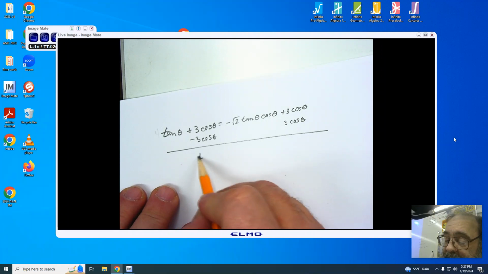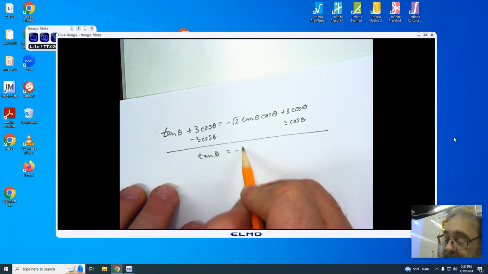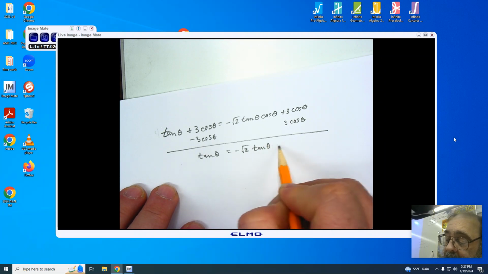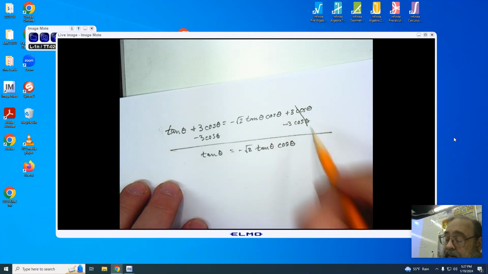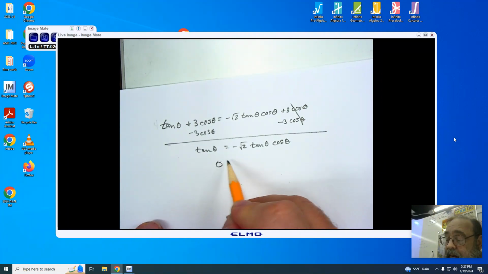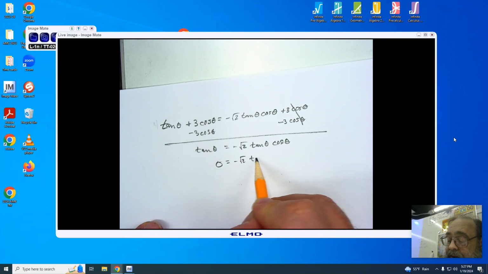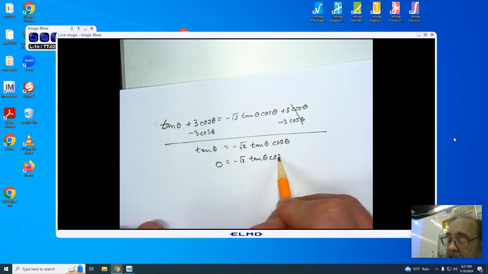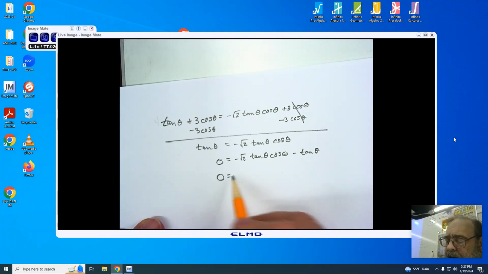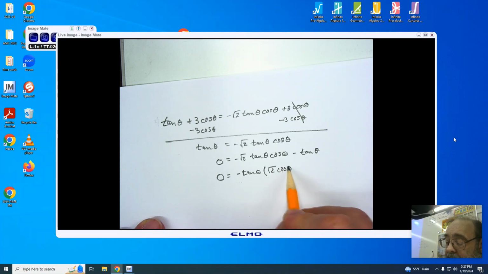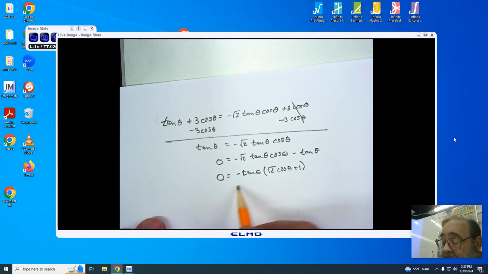I end up getting tangent of theta equals negative root 2 tangent theta cosine theta, as these canceled, leaving me with 0. 0 equals negative root 2 tangent of theta cosine of theta minus tangent of theta. This time I'm going to avoid any issues by subtracting the negative tangent of theta. This leaves me with root 2 cosine of theta plus 1. I now have negative tangent of theta equaling 0.